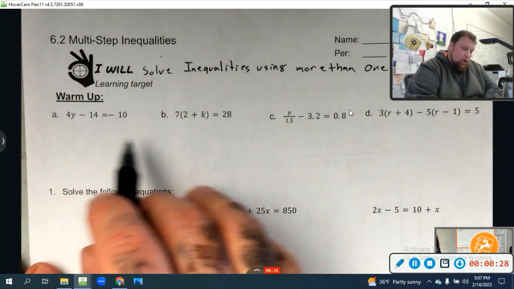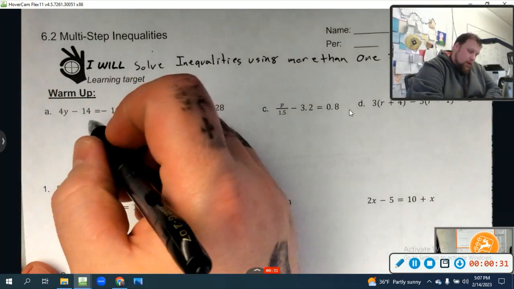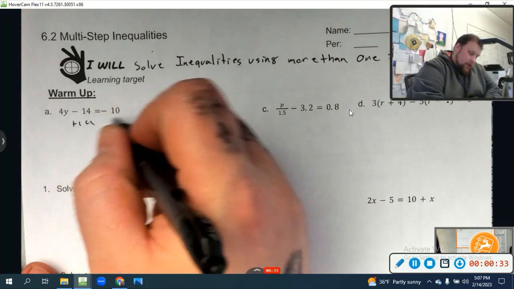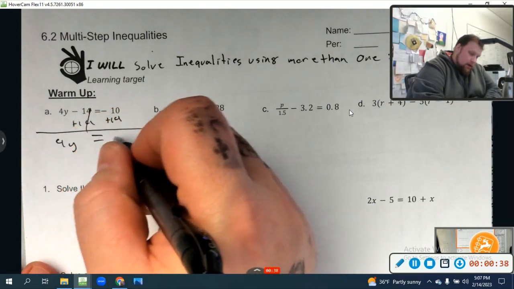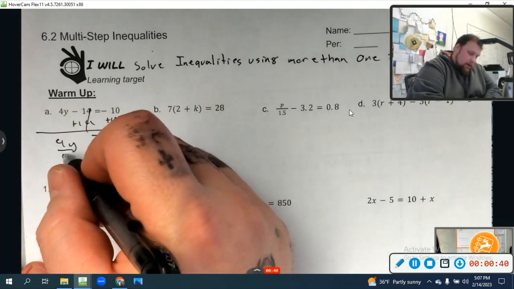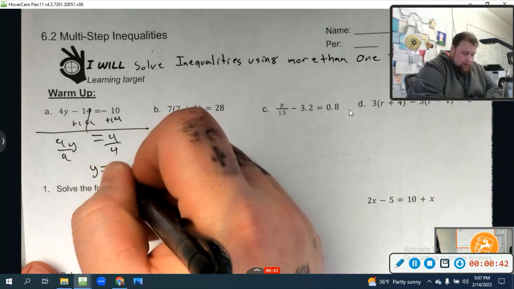Okay, so hopefully you work through this, solving for the indicated variable. I'm going to add 14 to both sides. 4y equals 4. Divide by 4, and y equals 1.